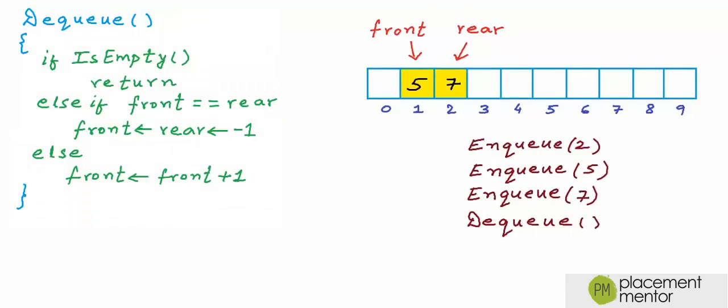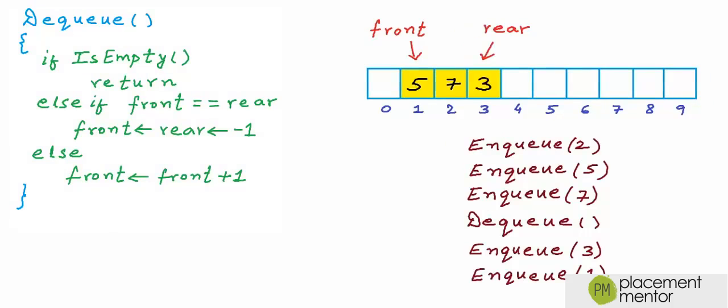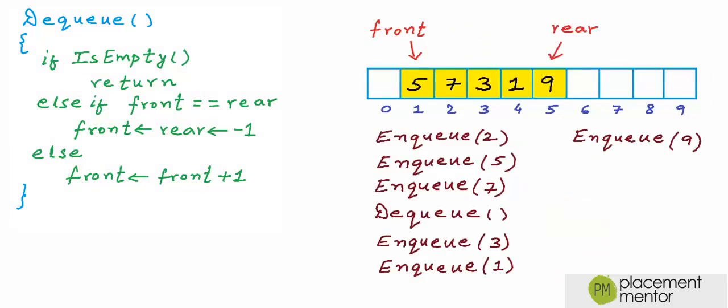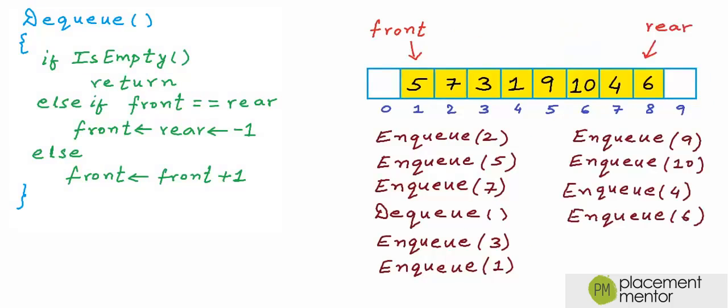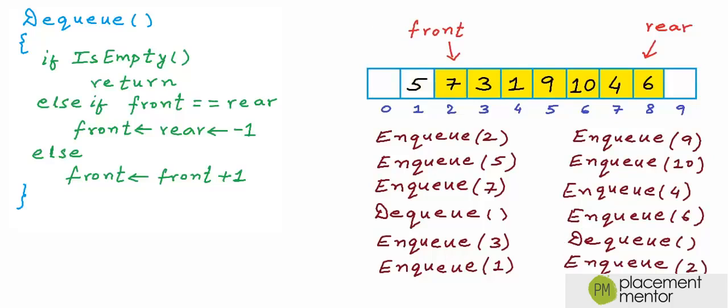Let's now perform some more enqueues and dequeues. I'm enqueuing 3 and then I'm enqueuing 1. With each enqueue, we are incrementing rear. I just performed some more enqueue here. Now let's perform a dequeue. If I perform one more enqueue here, rear will be equal to maximum index available in the array. Let's enqueue one more. Now at this stage, we cannot enqueue an element anymore because we cannot increment rear. Enqueue operation will fail now.